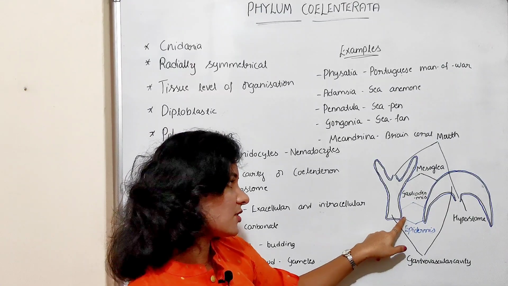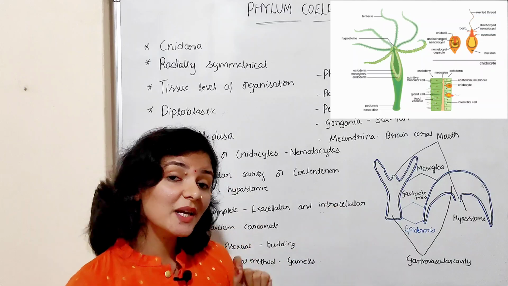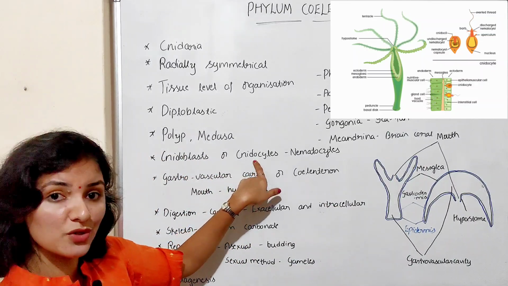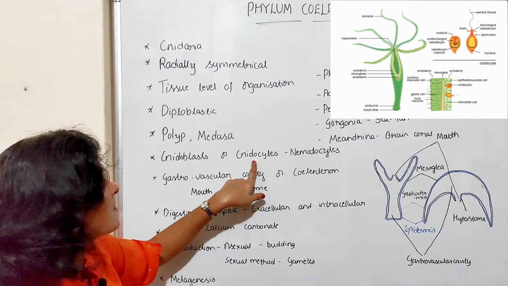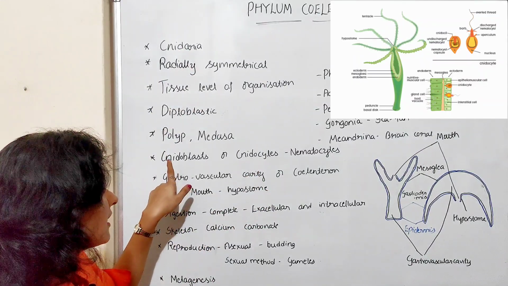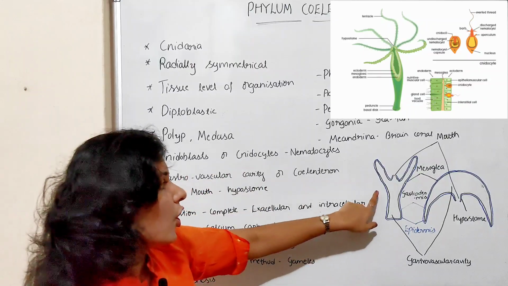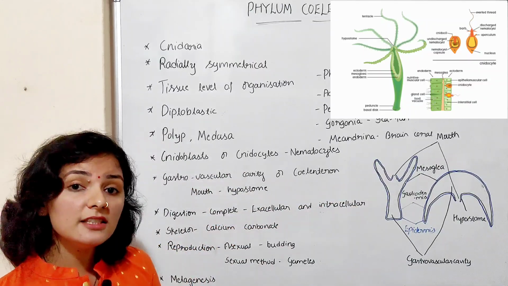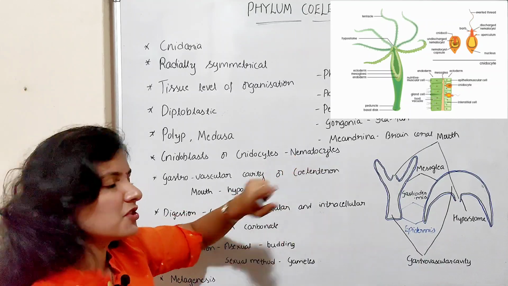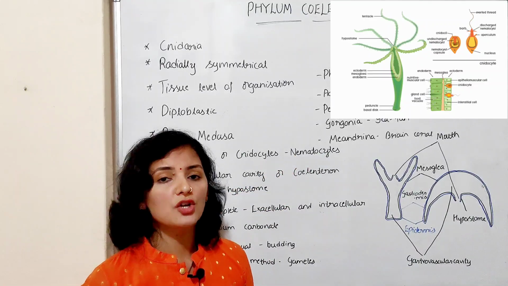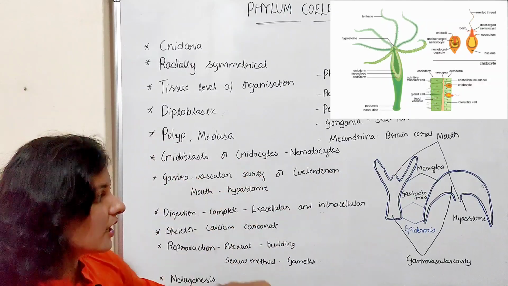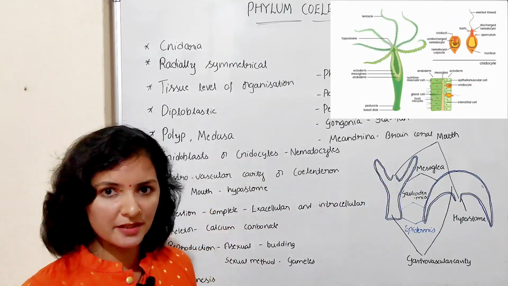In the epidermis layer, you can see a special type of cell called cnidoblast or cnidocyte. That's why these organisms are also called cnidarians. So they have a special type of cell called cnidoblast or cnidocyte on the epidermis. And these cnidocytes have a special structure called nematocyst or stinging capsule. So stinging capsules or nematocysts are present on the cnidocytes which are present in the epidermis layer.